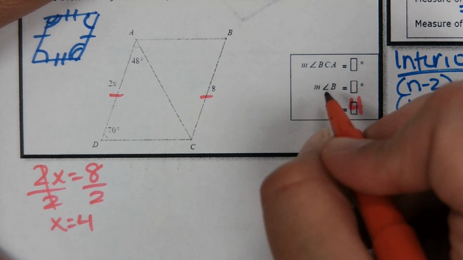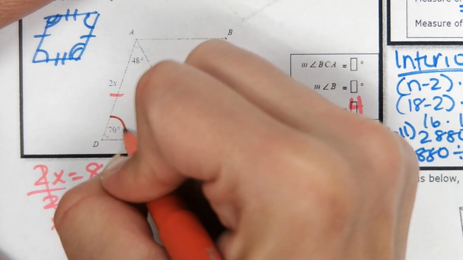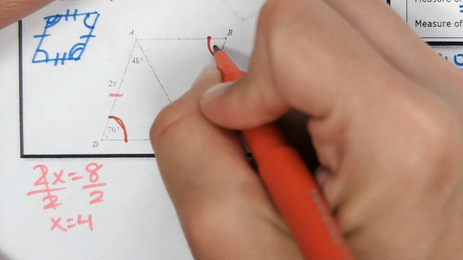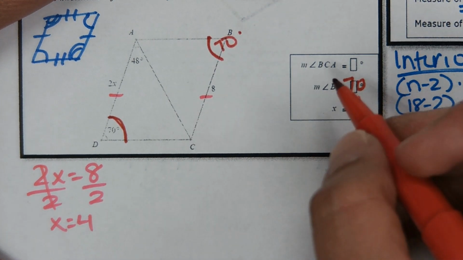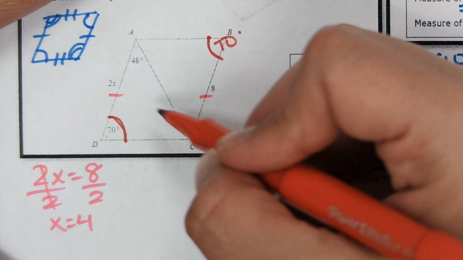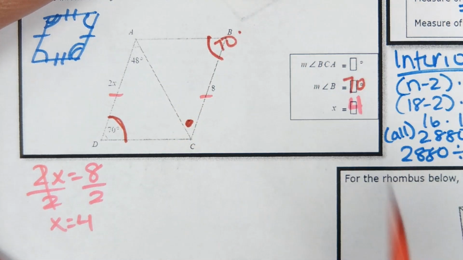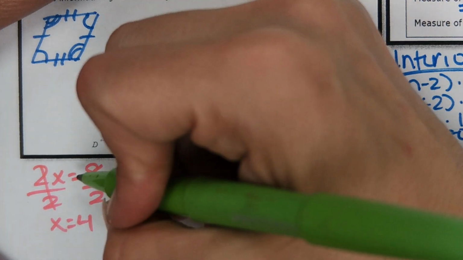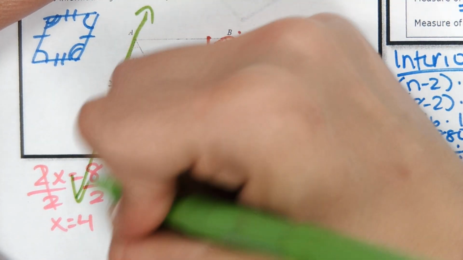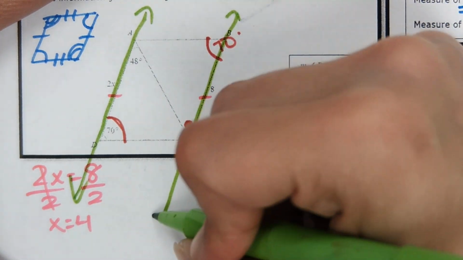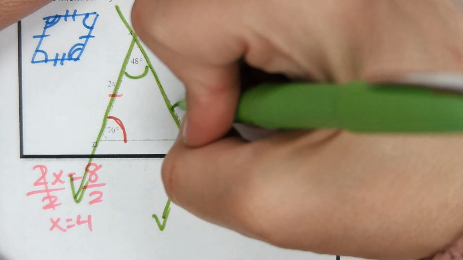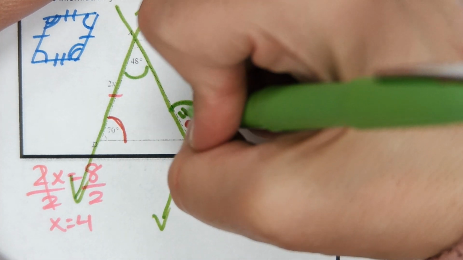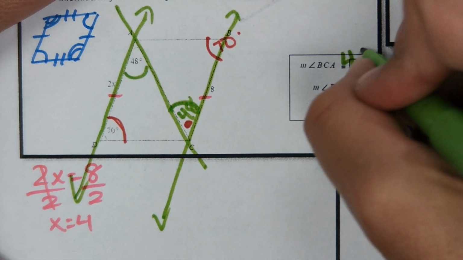And then for the measure of angle B right here, opposite angles are equal. So if this is 70, this is 70 degrees. And then for BCA, this angle right here, remember in a parallelogram, these sides would be parallel, and that makes this a transversal. With that, alternate interior angles are equal. So if this is 48, this is 48. So BCA is 48 degrees.